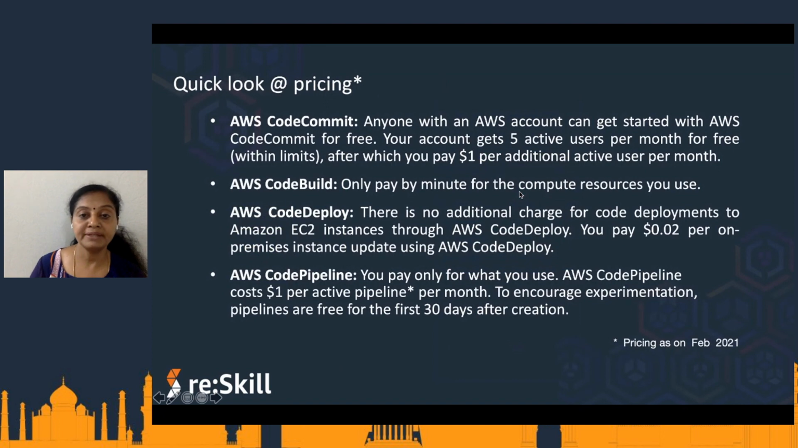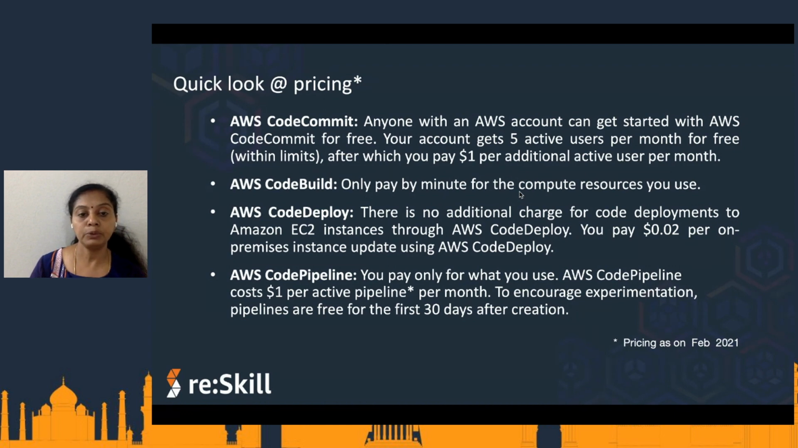So a quick look at pricing. If you are planning to play around with these services as a learner, or later you want to experiment before you take it live, these are the things that you will have to keep in mind, which will help you to quick start. Coming back to CodeCommit, as part of the free tier, you have 5 active users per month for free, beyond which you will have to pay $1 per additional active user per month. Even beyond that 12 months period, you will be able to leverage this for your CodeCommit and make use of it.